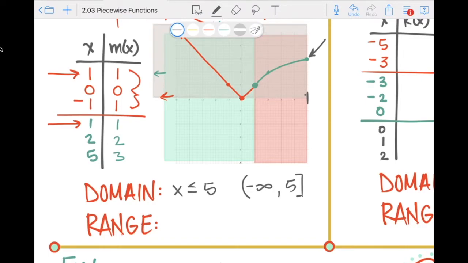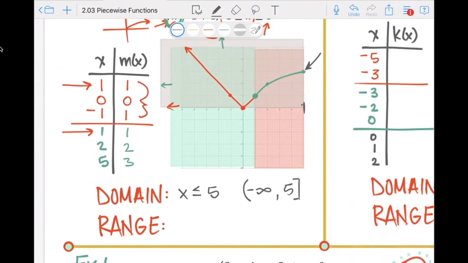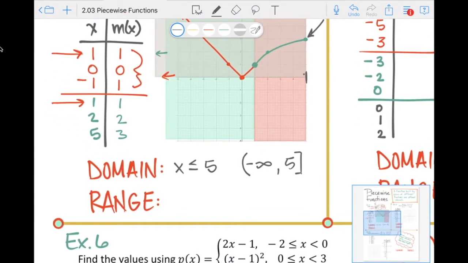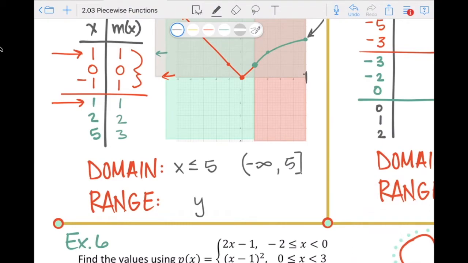For range, the lowest point, or the lowest y value on our graph, is going to be 0. So we're going to say y goes from 0 to positive infinity, or we could say that y is greater than or equal to 0, because 0 is included. And now let's do our interval notation. 0 is the smallest number in the range, and it is included, so we need brackets. Positive infinity is the largest number in the range, and it can never be included, so we need parentheses.